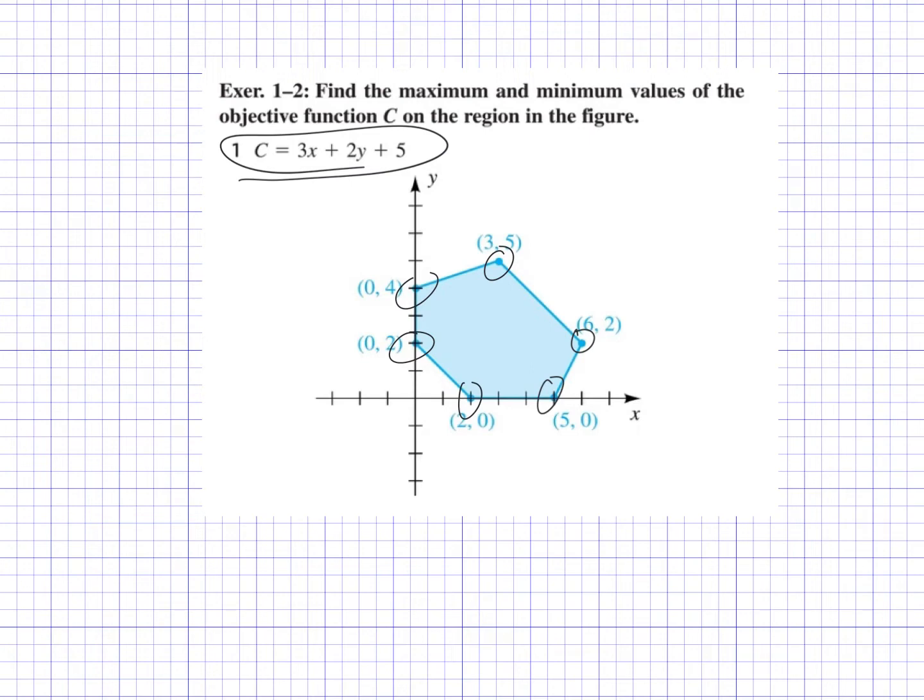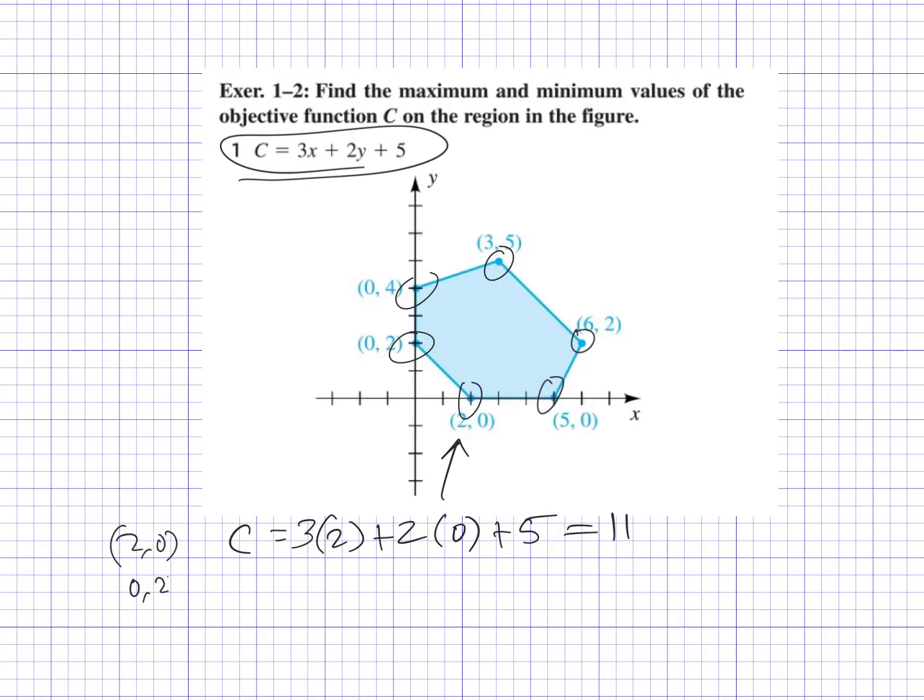So your choices are to graph your functions, find where they all meet for your vertices, and then plug them in, such as C equals, we'll go clockwise starting at 2, 0, okay? So 3 times 2 plus 2 times 0 plus 5. What does that equal? Well, 6 plus 0 is 6 plus 5 is 11. All right, and then you go to the next one. All right, so that was 2, 0.